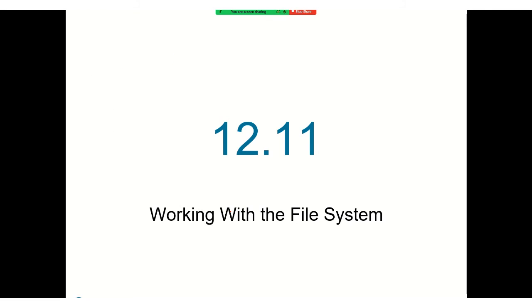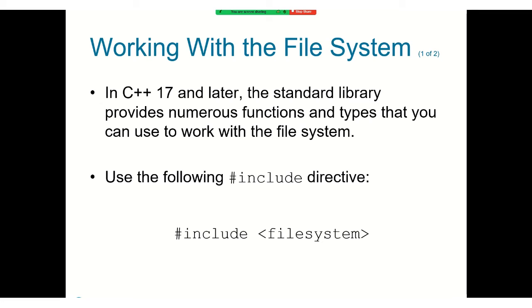So, working with the file system. In C++17 and later, the standard library provides numerous functions and types that you can use to work with the file system. The file system is like in your operating system, where there are files, right? And the files are stored in certain structures. So that's where you use the file system, and that's the time you use the file system header.